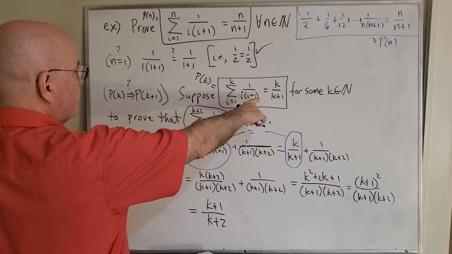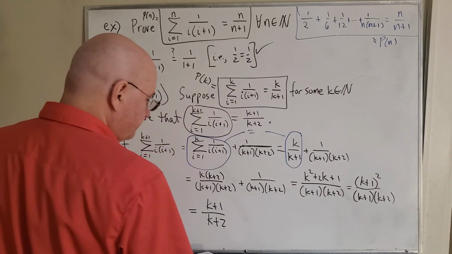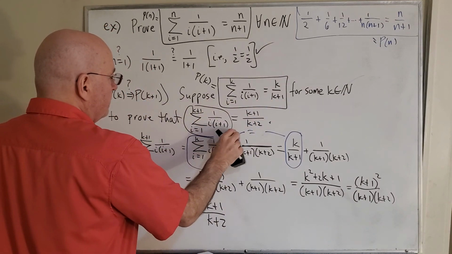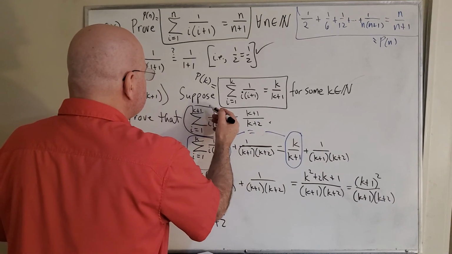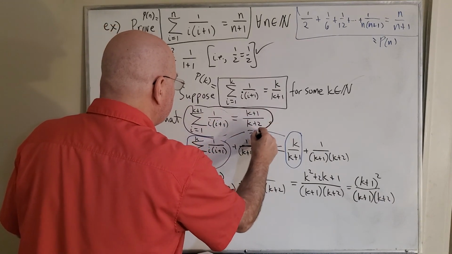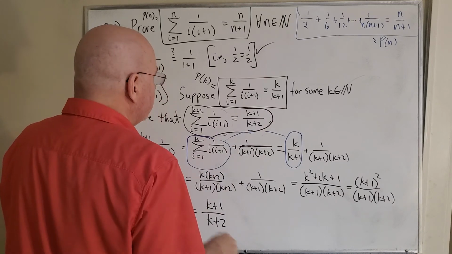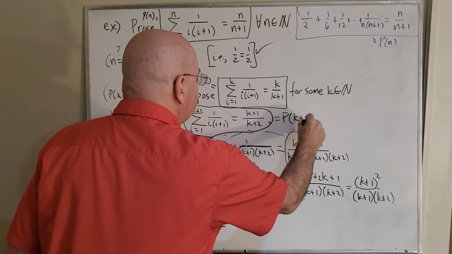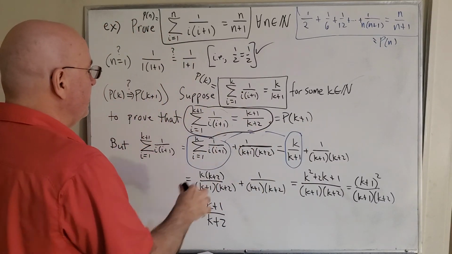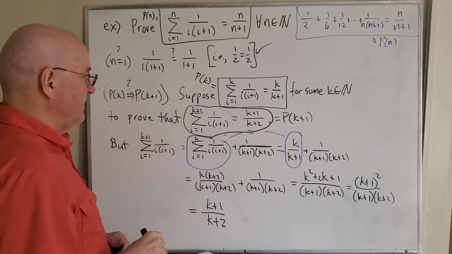So we supposed Pk was true, to prove that Pk plus 1, I'm sorry, Pk plus 1. We supposed Pk was true and proved that Pk plus 1 is true.